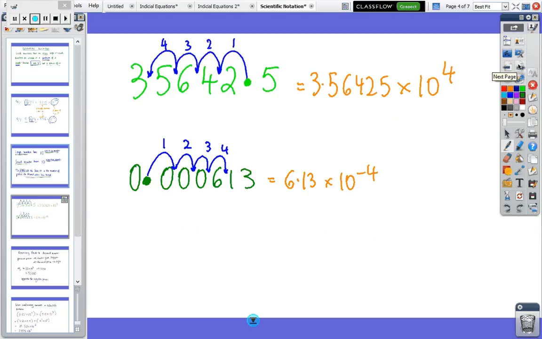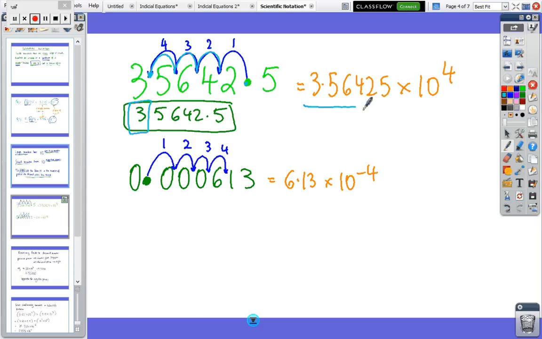So the original number here, just so it's very clear, was 35642.5. So that's what the number was originally. And at the end of the day, I can only have the number 3. So what I've done is with the decimal place, I've jumped 1, 2, 3, 4. I've gone 4 places back towards between the 3 and the 5. So now I've got a number between 1 and 10, and I've gone 4 steps. So I've got times 10 to the 4.